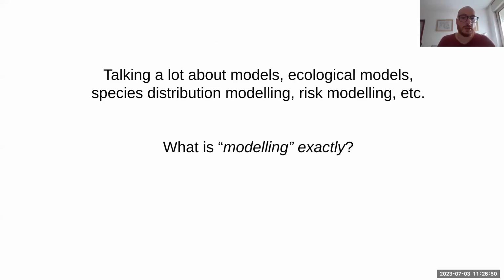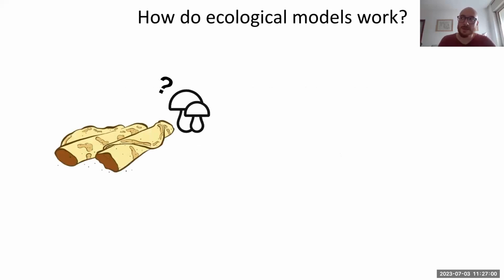We already talked a lot about models: ecological models, species distribution models, risk modeling, as in the case of dengue. But what is modeling exactly? You have to try to think of modeling as something that naturally occurs and something that you commonly do in your head every time you are looking for something. To better understand how an ecological model works, we can use a simple example.